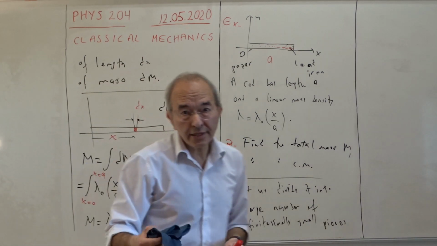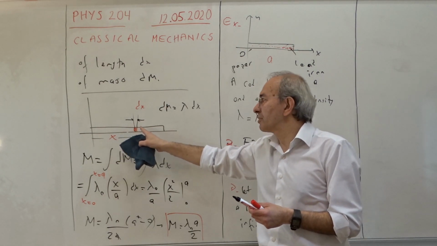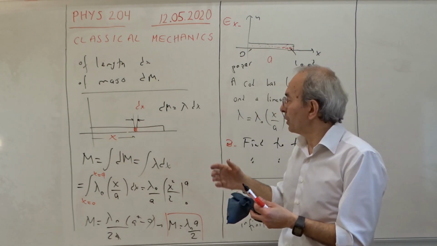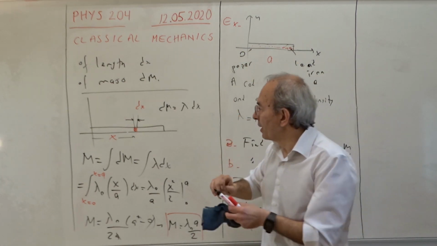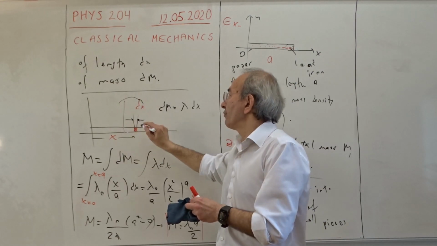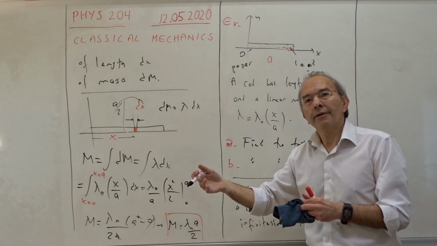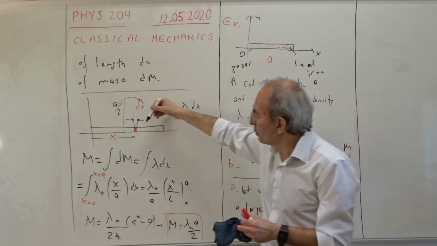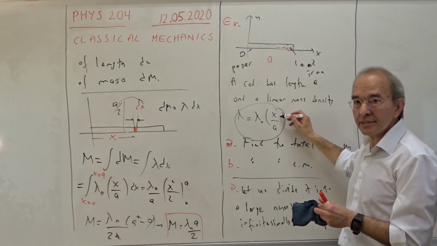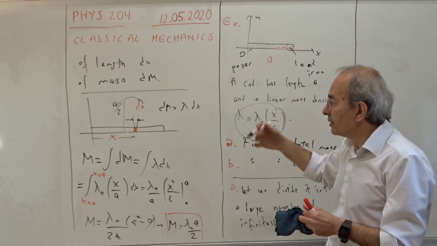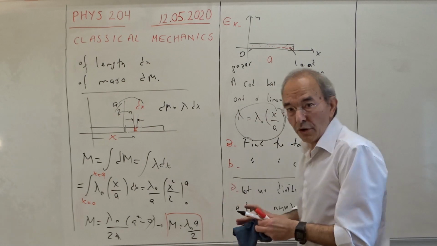However, the center of mass, as you expect, does not correspond to the midpoint. Obviously, it corresponds to somewhere beyond the midpoint because of this gradually increasing linear mass density. It is expected somewhere to the right of a over 2. If it were a different mass density, maybe it would be in the first half. But since x is increasing from left to right, the overall center of mass corresponds to somewhere in the second half of the rod.